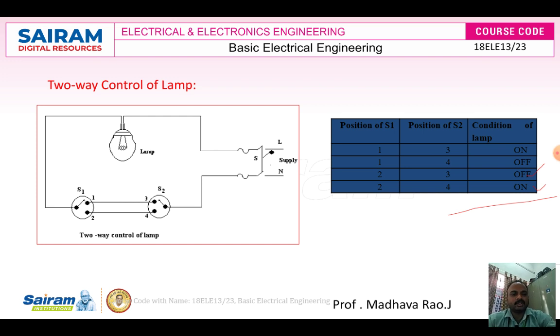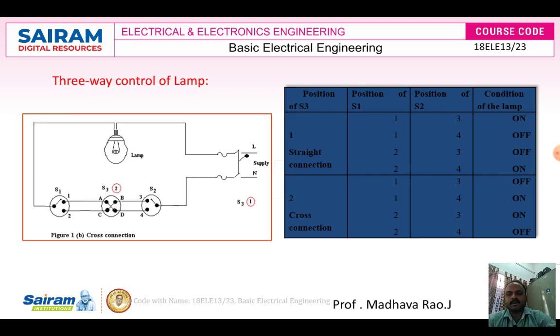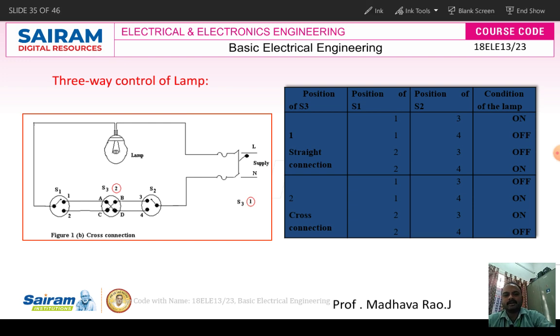Next we'll move to another type of control lamp: three-way control of lamp. Here in this lamping system we have three switches. You can observe three switches here: switch 1, called S1, S2, and S3.